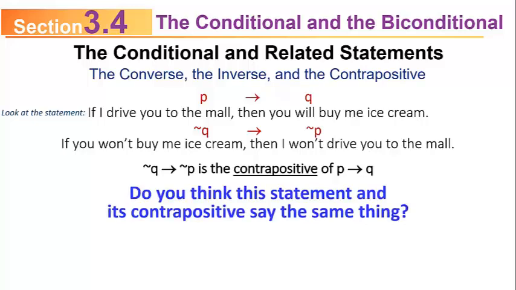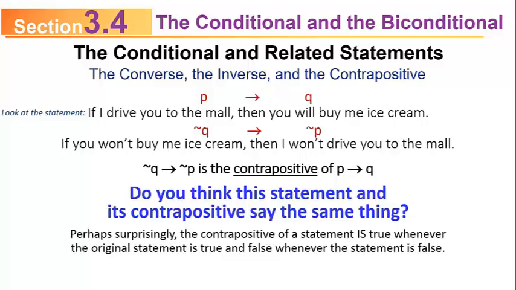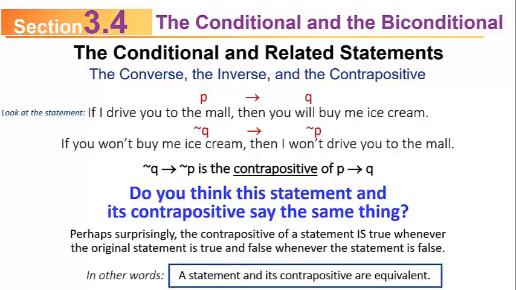Read them both. If I drive you to the mall, then you'll buy me ice cream. If you won't buy me ice cream, then I won't drive you to the mall. My guess is you would say these two statements don't necessarily mean the same thing either, but surprisingly, that is not the case. The contrapositive of the statement is true whenever the original statement is true and false whenever the original statement is false. So this is one of the places where your intuition might lead you wrong, but this is the case. A statement and its contrapositive are equivalent, and we'll use this result in later problems.